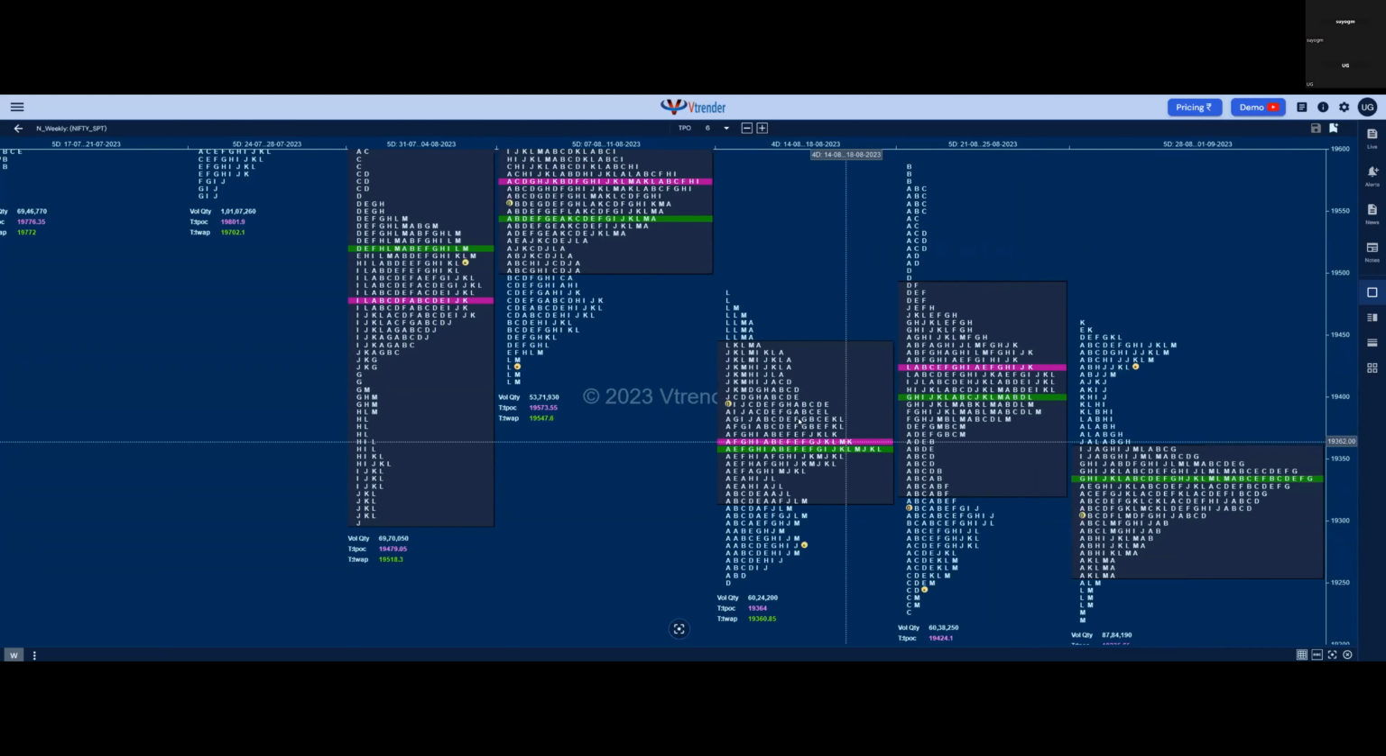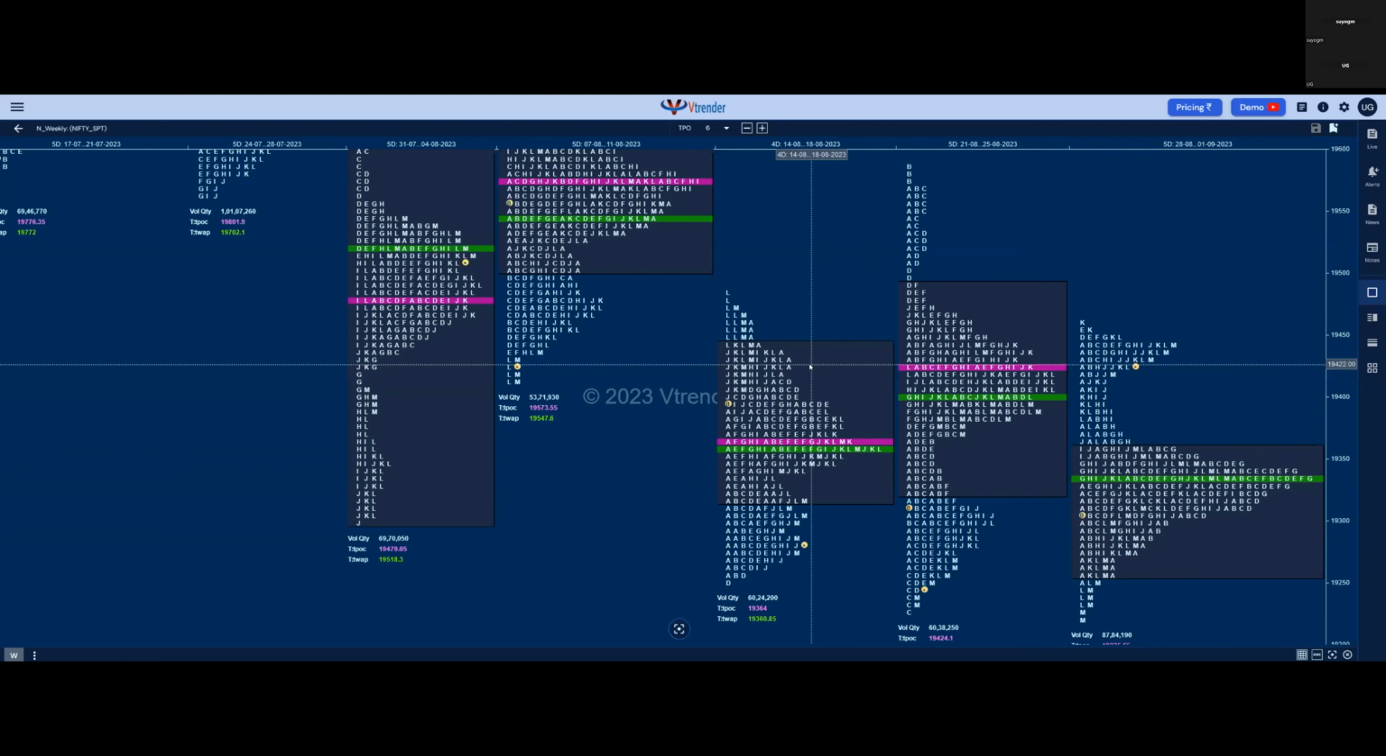So this is how we watch the weekly charts. We see how value is formed on the weekly scale. So you can see the prominent POC of this week is at 19,330. We can see so many TPOs lined up here, and we have closed right here at that 19,422 level.